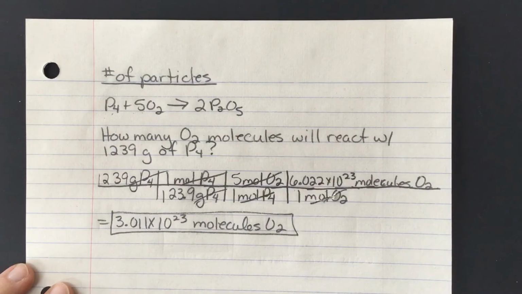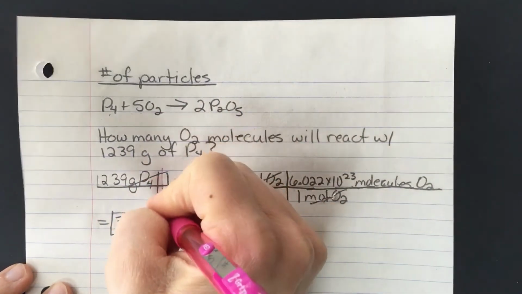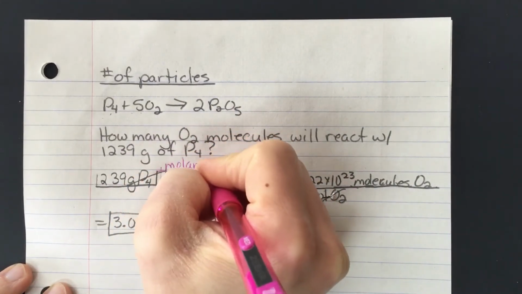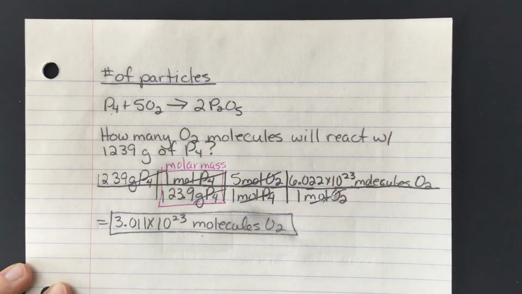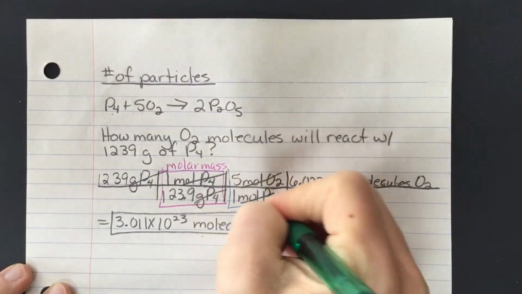Now in this problem, I have my molar mass. I have my mole ratio, which is my meat.